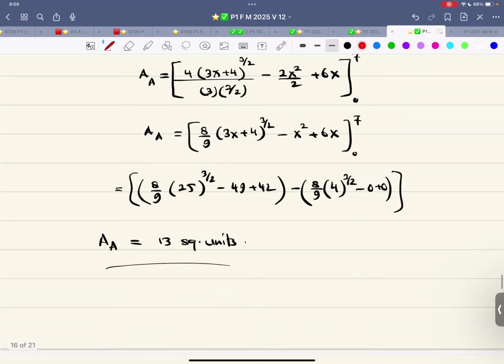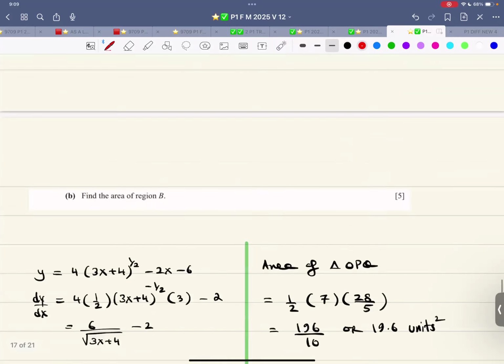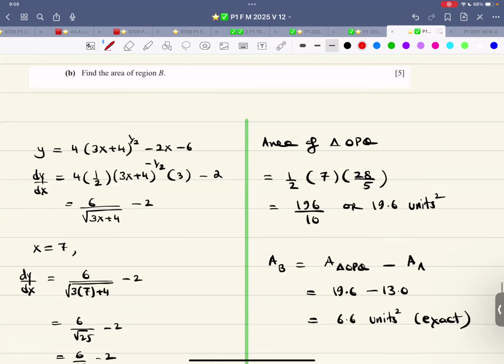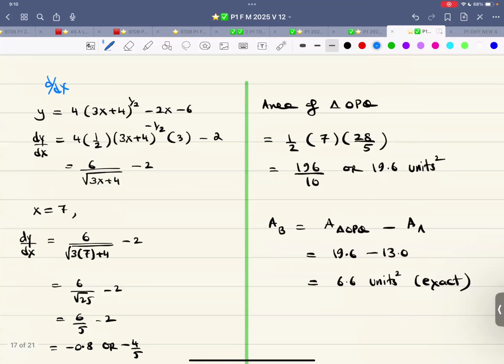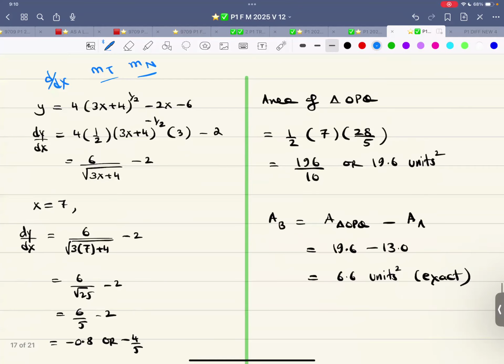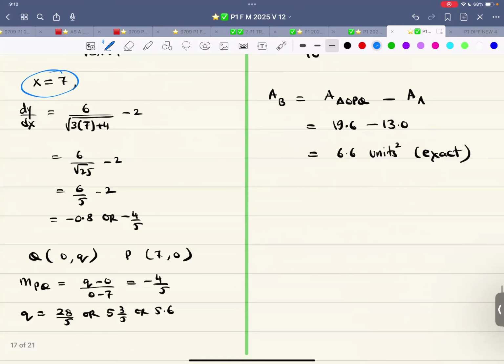Simplify, plug in the values, you get A as 13. That's an exact value. Now over here, for part B, you start with differentiation. So this is differentiation, stationary points. dy by dx is this thing. It's not a stationary point, it's tangent and normal. So this is tangent, this is normal. It's about this thing. x is equal to 7. You find dy by dx is negative 4 over 5.